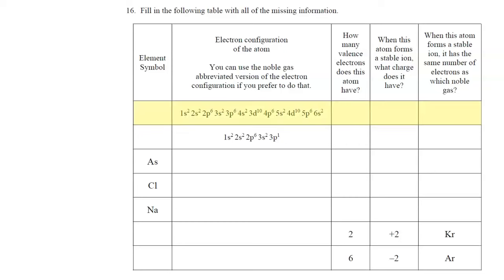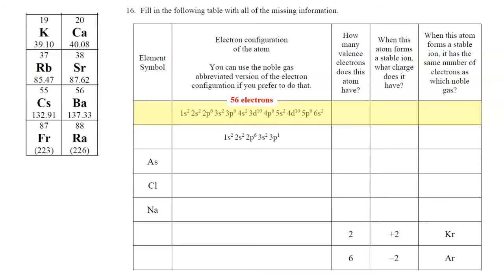So I'm going to start with the first row in which I am given an electron configuration. So what I can do is simply add up the superscripts and then go find the element that has that particular atomic number for the total number of electrons. So if I add up the superscripts in this electron configuration, I get a total of 56 electrons. And on the periodic table, the element that has atomic number 56 is barium, and it has the symbol Ba.